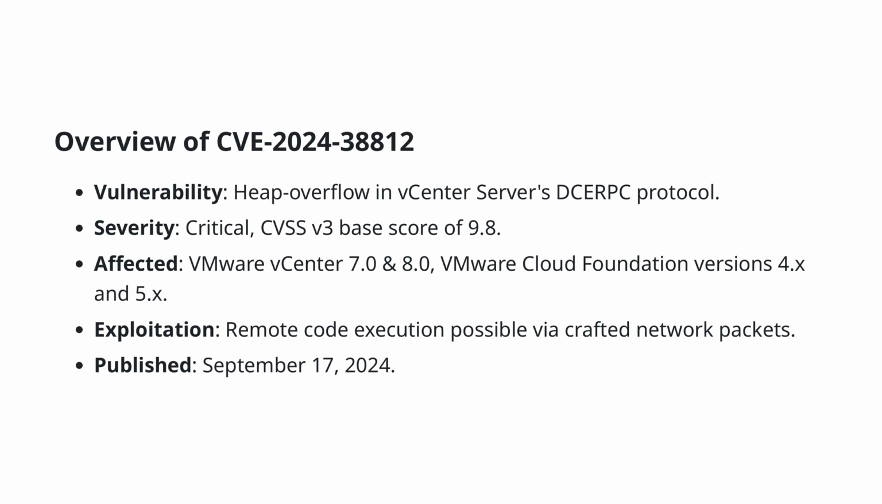It affects VMware vCenter versions 7.0 and 8.0, as well as VMware Cloud Foundation versions 4.x and 5.x. Exploitation involves the possibility of remote code execution via specially crafted network packets. The vulnerability details were published on September 17, 2024. Understanding these aspects is essential for assessing risk and preparing appropriate mitigation strategies.